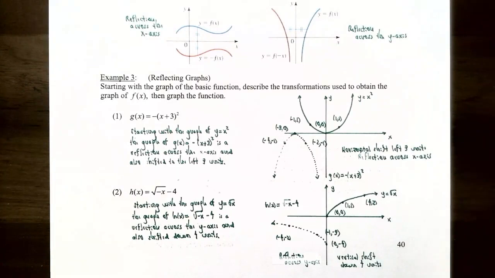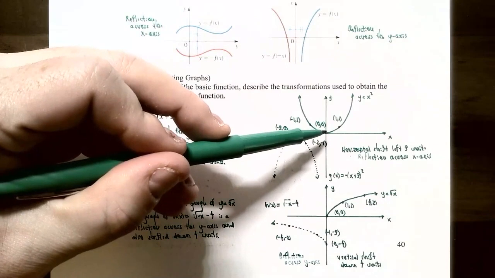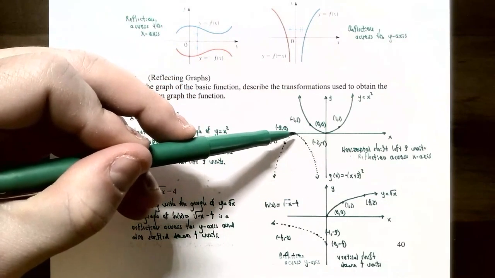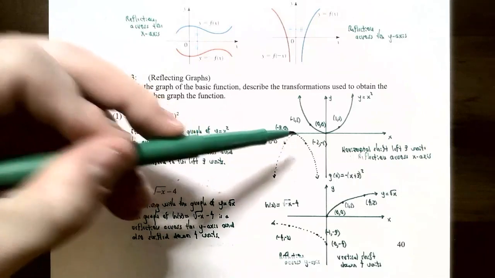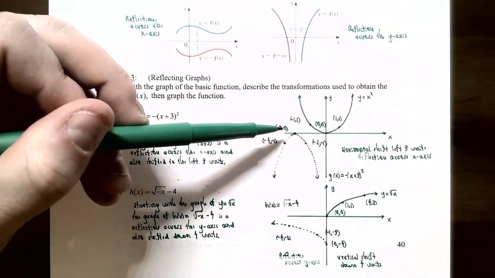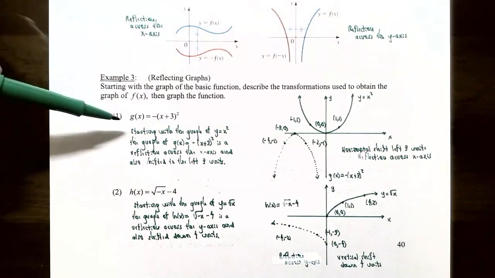And so let's see what happens to these 3 points on the parabola y equals x squared. Instead of 0, 0, we're going to shift the graph left 3 units, so it'll be at negative 3, 0, and now reflect across the x-axis. Well, that point is on the x-axis, so it stays the same. Because y equals 0, if you change the sign of y equals 0, you still get y equals 0. So that point is at negative 3, 0, that's the vertex of the parabola for g of x.